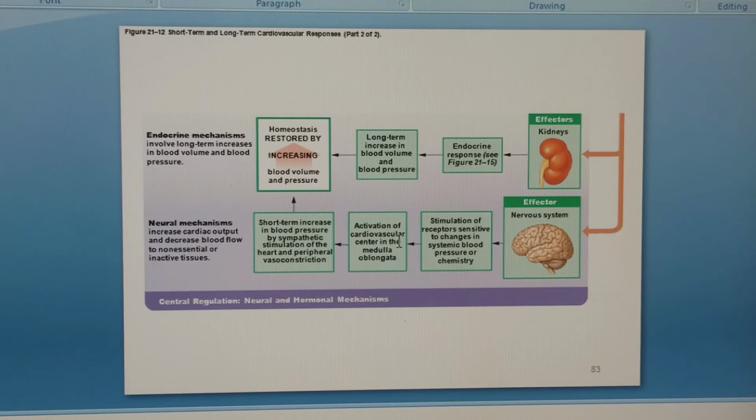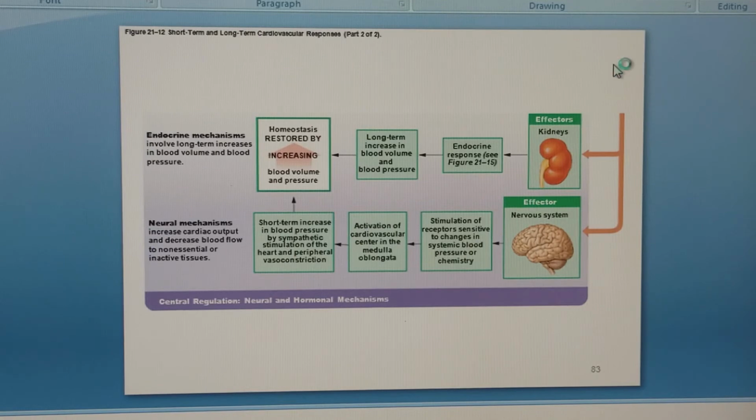Activation of the cardiovascular center. The cardiovascular center in the medulla oblongata. So the brain is basically going to talk to the activation center in the cardiovascular center of the medulla oblongata, creating a short-term increase in blood pressure by sympathetic stimulation of the heart and peripheral vasoconstriction, increasing blood volume and blood pressure, taking us back to homeostasis.